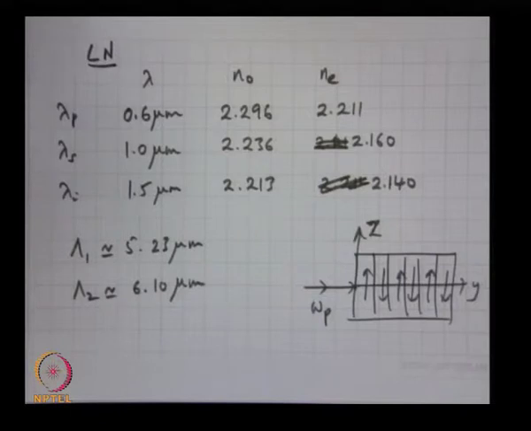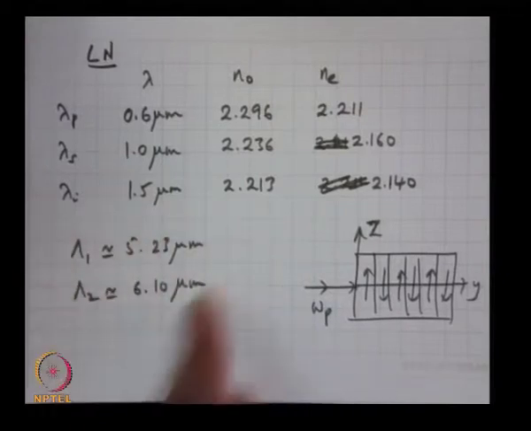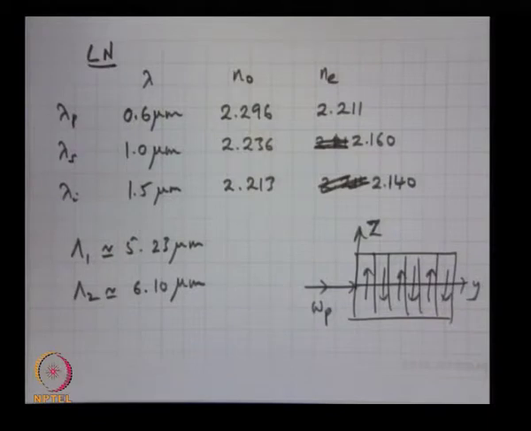Now suppose I were to launch light at 0.6 micron and imagine a situation where, in this poled crystal here, I could generate somehow both these periods. Remember, I don't have to have a sinusoidal function. I don't have to have one period. I can have a functional dependence which has more than one period. It need not be periodic.